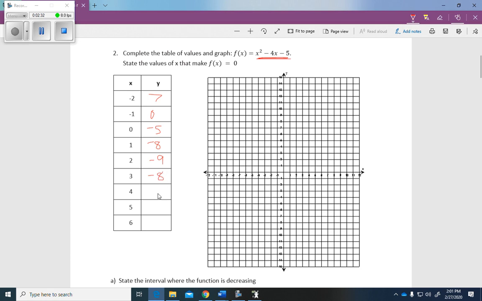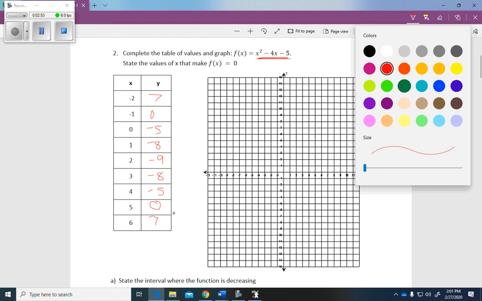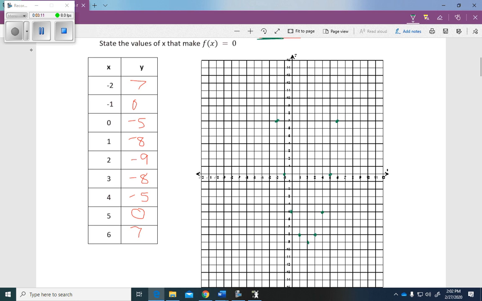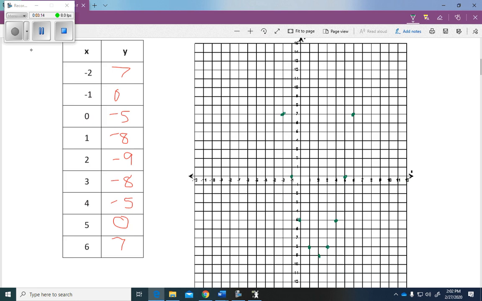Is this looking similar to any other kinds of functions that we've done? Hopefully you're saying yes. Hopefully you're kind of thinking about our absolute value functions. Now this definitely is not absolute value because there are no absolute value symbols in this equation. But this graph does have a turning point just like our absolute value functions did. If we can plot these, so when I plot, I get this kind of shape. It's not an absolute value. It's not a V-like shape.